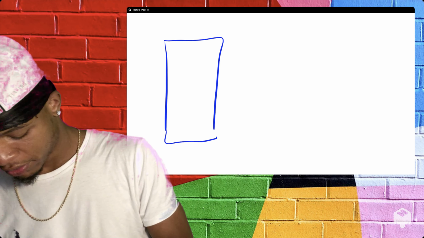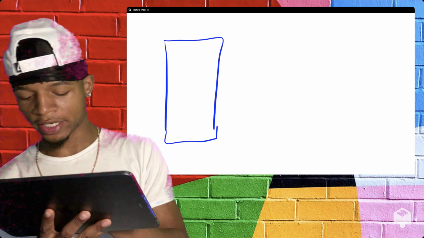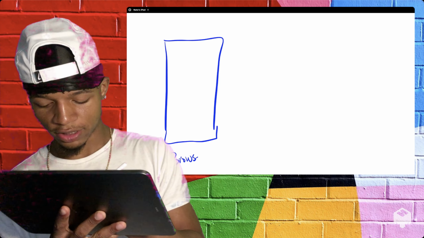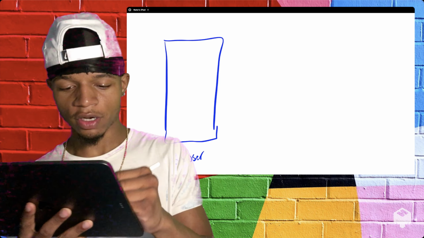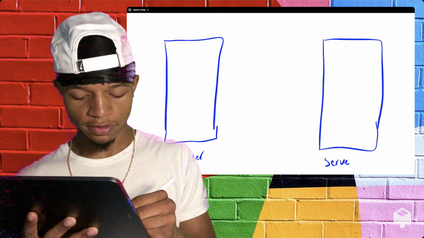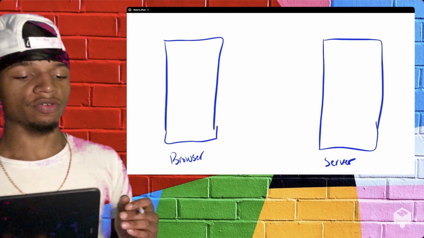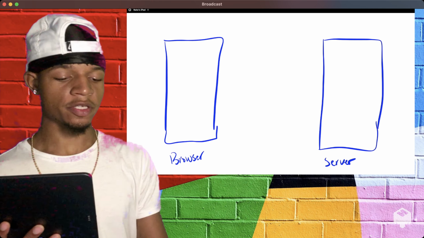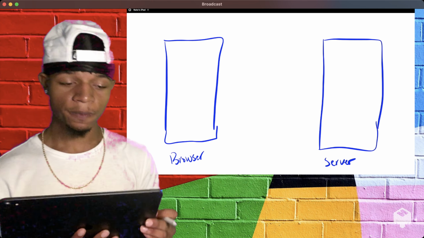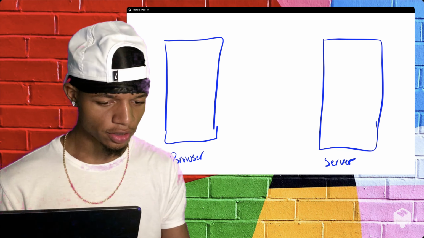So let's say we have this computer right here, and this computer is, let's say, your browser, like Google Chrome or something. Then on the right-hand side, we have another computer called a server. Now this server-browser model is normal. This model has been used all the time.